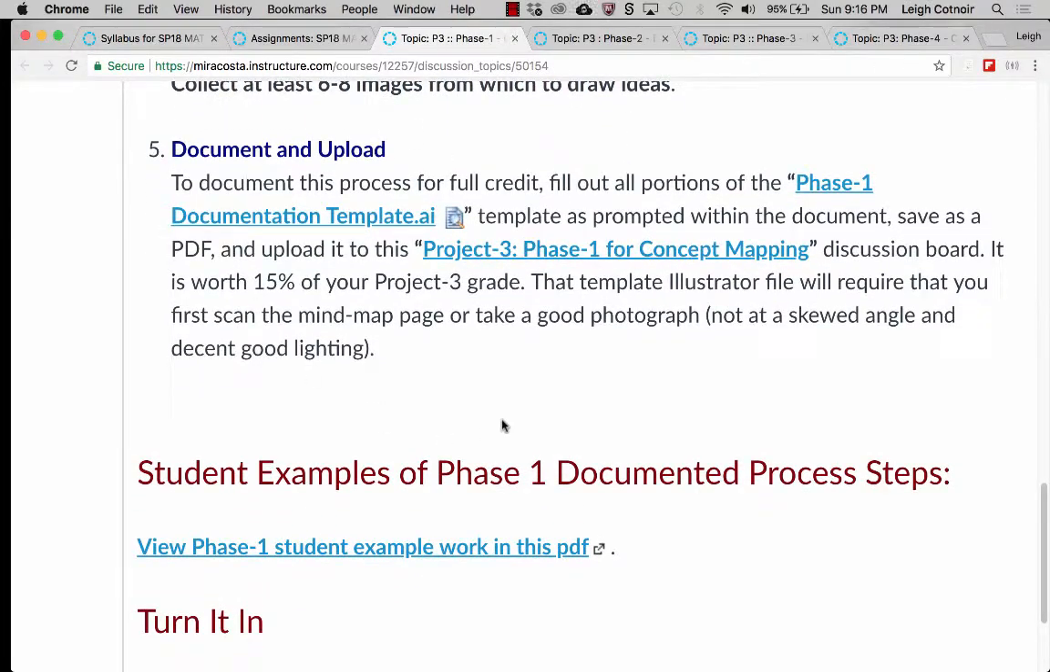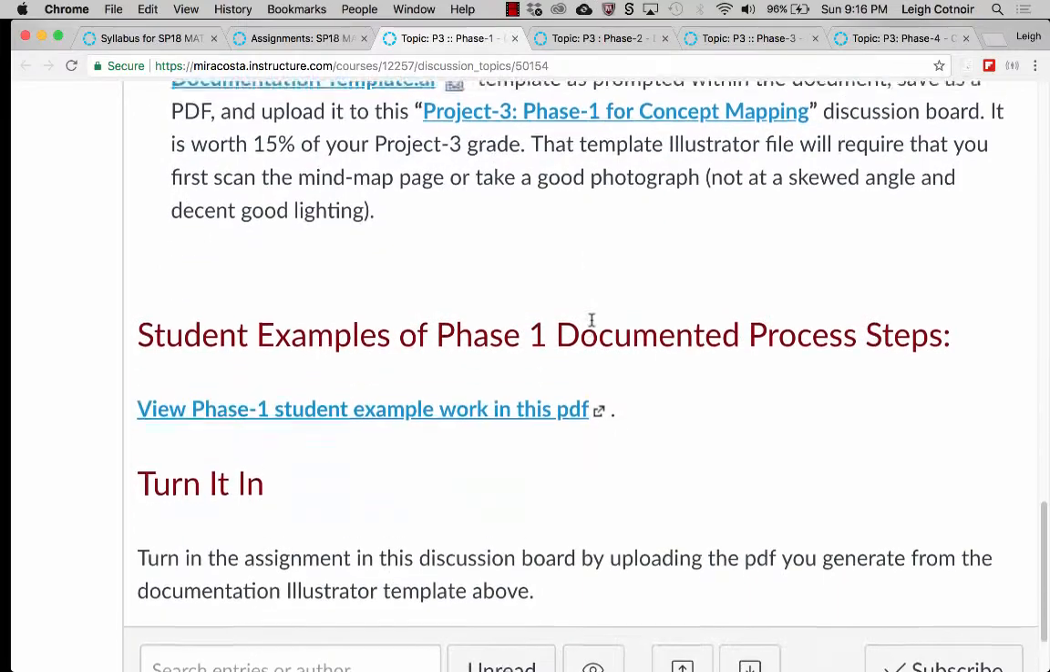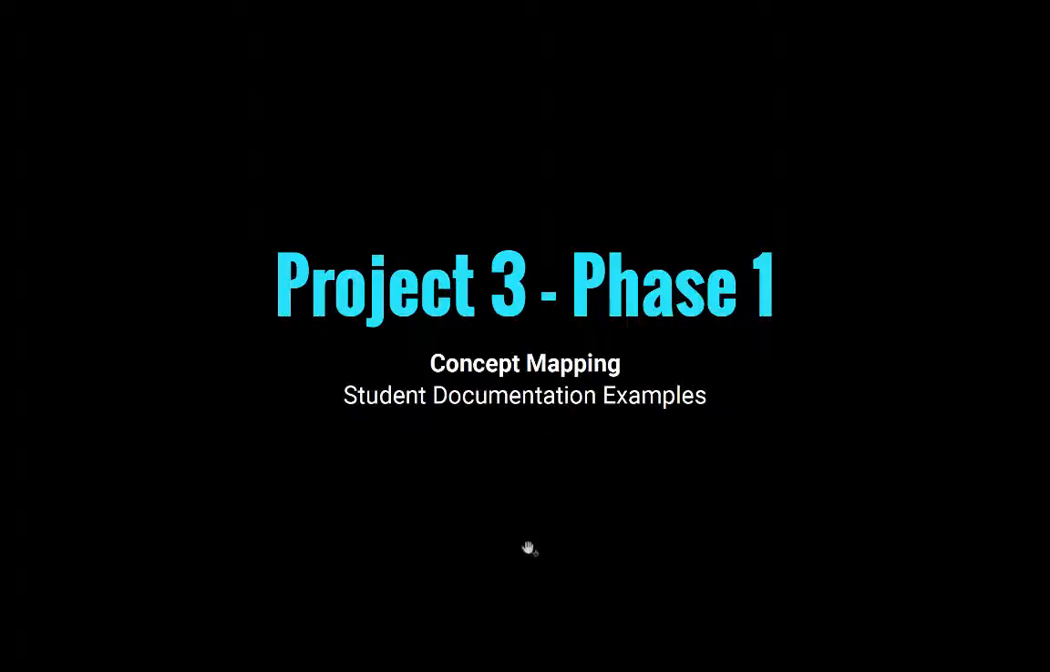And then you're going to document all of this research and upload it. The template that you have to use, and it's not an option, you have to use this template, is this phase 1 documentation template. You're going to download this. It's an Illustrator template. You'll open it up and use that to start putting your stuff into it. I'll show you some examples of other student work so that you can see what I'm talking about. Then you're going to upload it to this discussion board, this phase 1 concept mapping discussion, to turn it in. So let's take a look at some examples real quick.